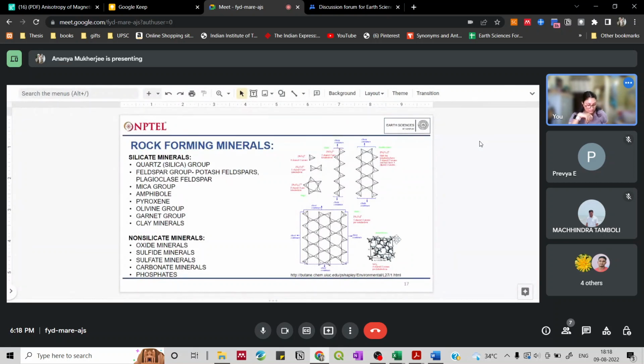And then the last one is framework silicate. This is SiO2. The very commonly known quartz is one of the minerals which crystallize in this silicate structure. Then you have non-silicate minerals: oxides, sulfides, sulfates, carbonates, phosphates. Usually, most of these minerals are found in sedimentary rocks. There are a few oxides which are found in igneous rocks and metamorphic rocks also. We'll see that later on.